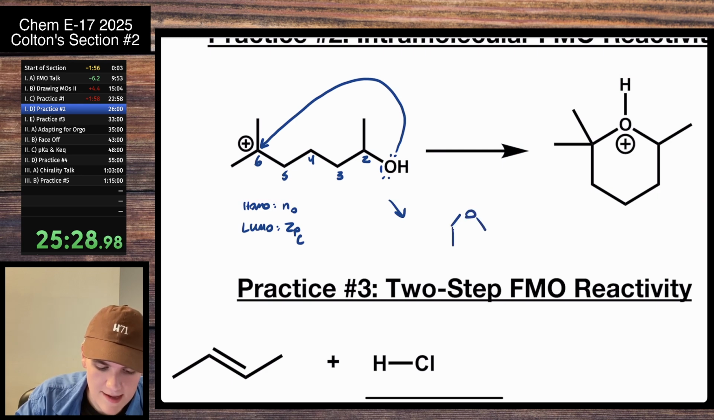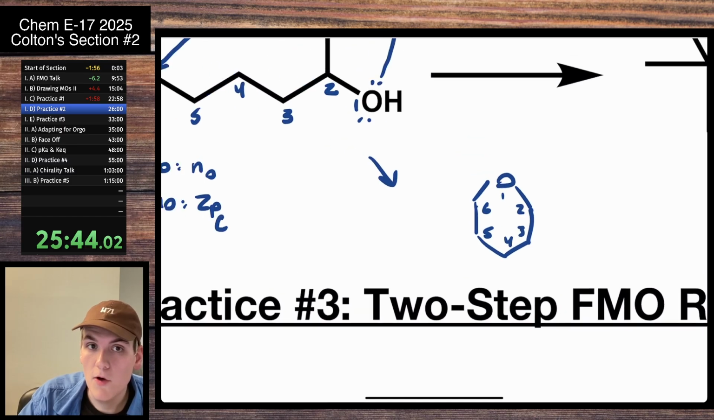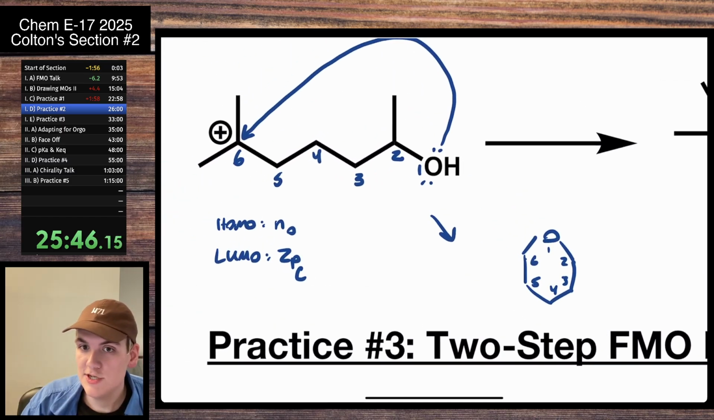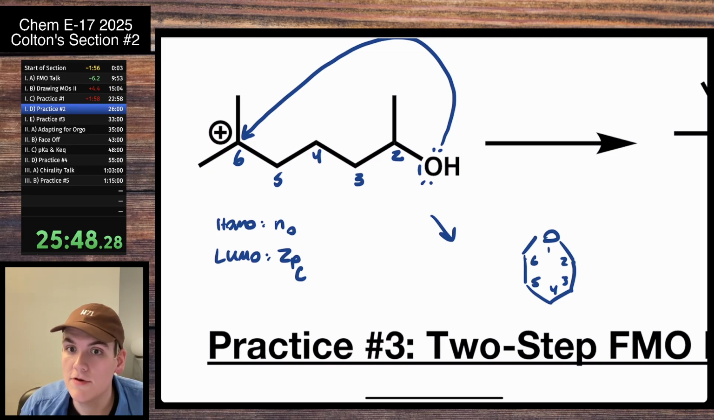So what I would do is draw a 6-membered ring with an oxygen, and then just start numbering. So I'm just going to start numbering 1, 2, 3, 4, 5, 6. And if you are building it, if you are not beholden to a structure that's already printed on a page, you can number it either way, and it's just whatever works for you.